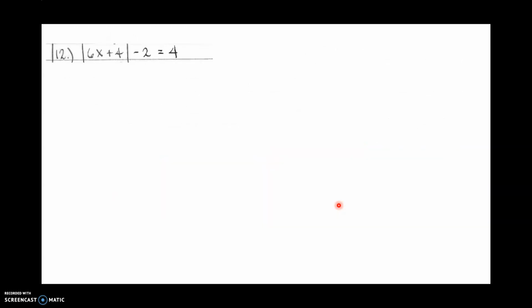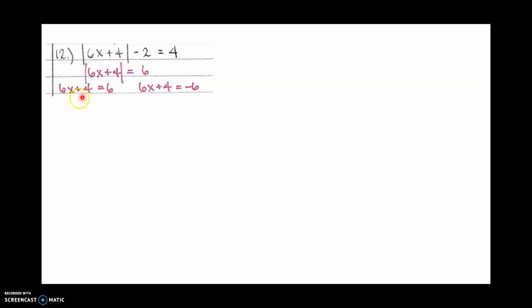All right, then for number 12, we have an absolute value equality. So first I need to get the absolute value by itself. So let's add this 2 to the other side and get it out of the way. All right, then you're going to take what's inside your absolute value and set it equal to a positive and a negative of what's on the other side. All right, and then we can just solve this equation.